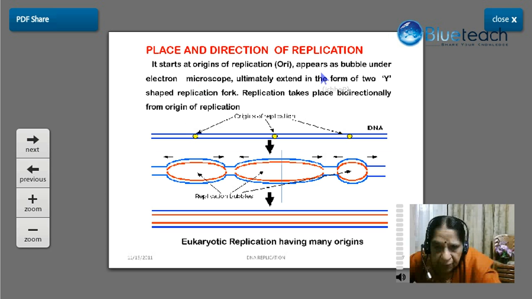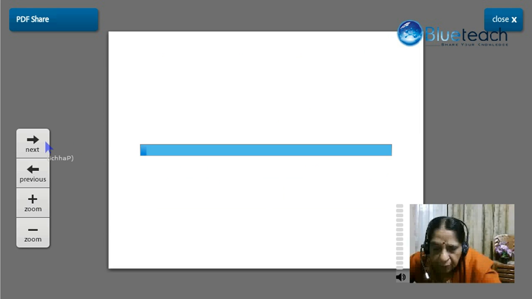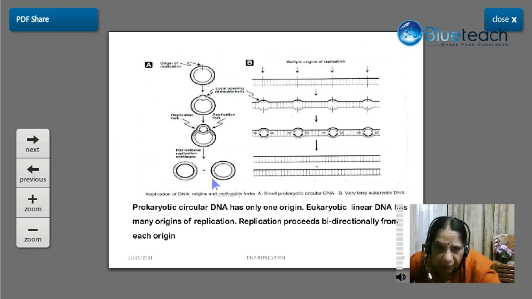Replication starts at origin of replication, appears as bubble under electron microscope, ultimately extending in the form of two Y-shaped replication forks. Replication takes place bidirectionally from the origin of replication. Now this slide shows that in prokaryotes, as the DNA is circular, there is only one origin of replication, whereas in eukaryotes DNA is linear and quite large and has multiple origins of replication. In both, replication takes place bidirectionally.